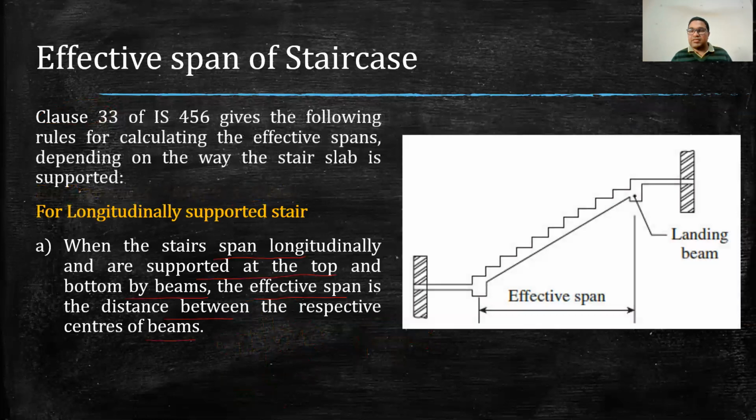So like in this case, the beam is provided at the bottom of the flight and at the top of the flight. So in this case, the effective span will be between the center of the beams, because the bending will occur in between the two supports, while the bending of the landing will be separate. It will not be in combination with the bending of this flight. So that is why the effective span for this case will be between the center of the beams.